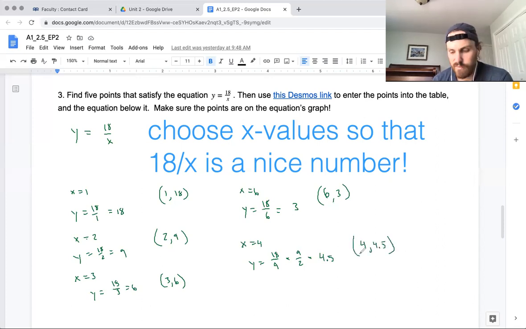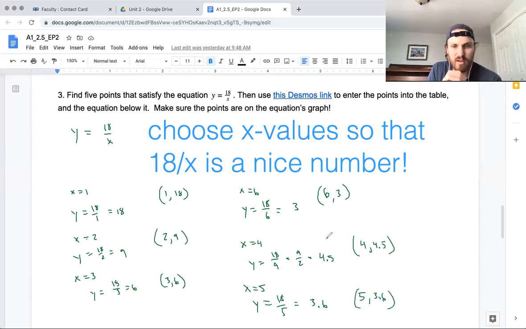And just to finish it off, even though we don't need this point, let's find it for x equals 5. For x equals 5, we'd get y equals 18 over 5, which will be about 3.6, I think. So that's the point 5 comma 3.6. So I just chose some x values, plugged them in, and then got the y value.